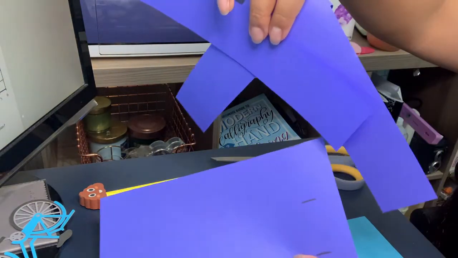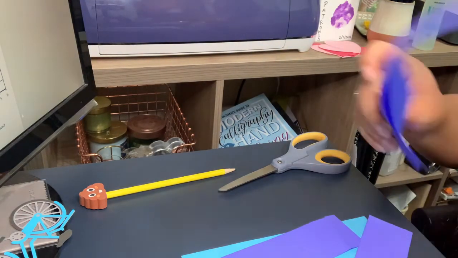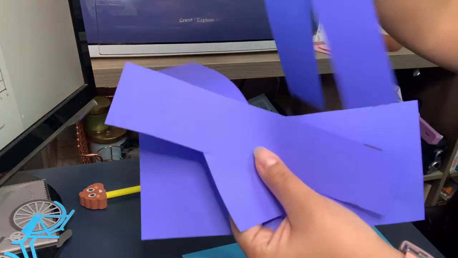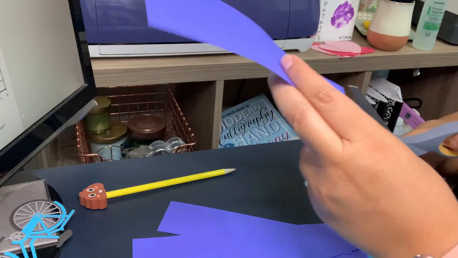Now time for the third cut. And again, I'm going to add up all my pieces of paper. So I have a total of 4 pieces of paper after 3 of my cuts. Time for cut number 4. And I'm going to add up those pieces of paper. So after 4 cuts, we got about 5 pieces of paper total.